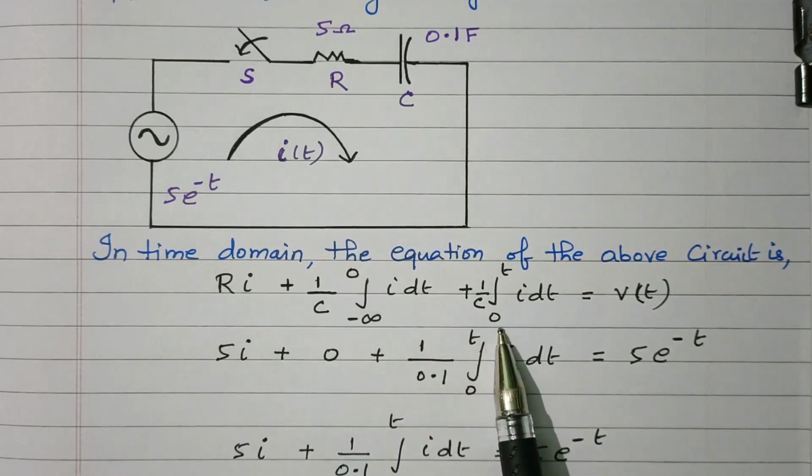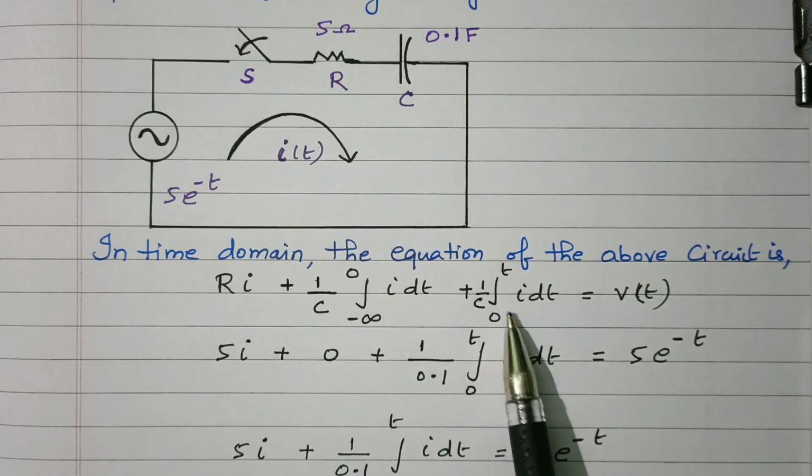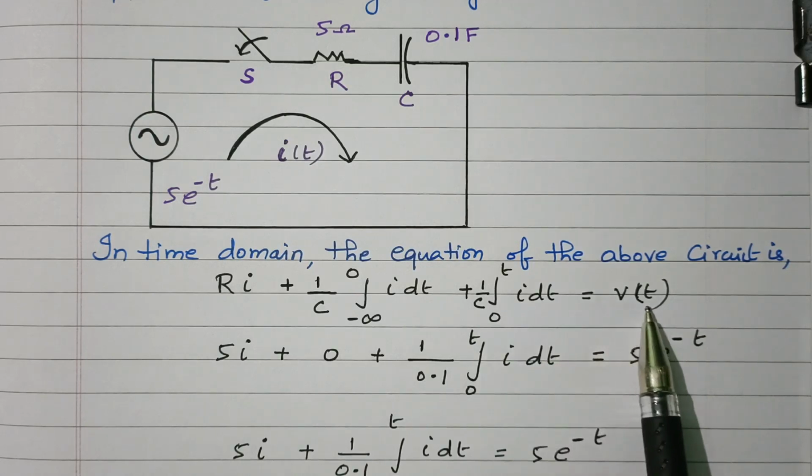The switch is closed at 0. So 0 to t, 1 by C integral 0 to t I dt. So this is the voltage drop across the capacitor after closing the switch. So that is equal to V of t.